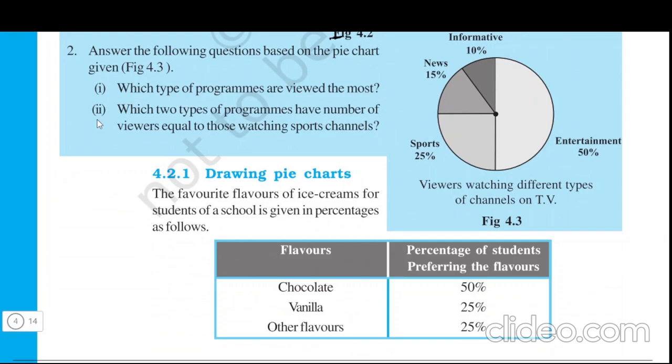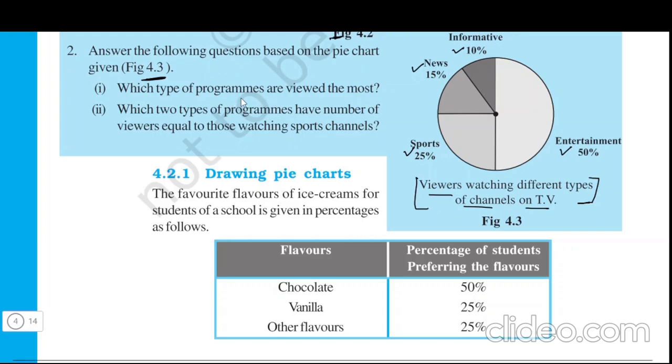Now answer the following questions based on the pie chart given in figure 4.3. So this is figure 4.3. The figure is showing viewers watching different types of channels on TV. So 50% of viewers are watching entertainment channels, 25% are watching sports, 15% are watching news channels, and 10% are watching informative channels like Discovery or National Geographic. I don't know if these channels come these days, but in our time they were very famous.